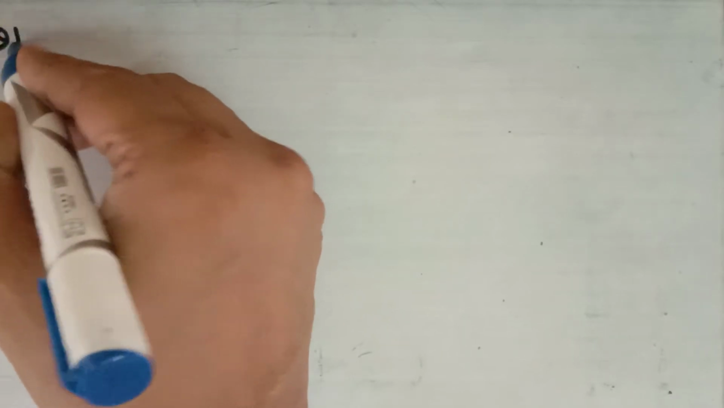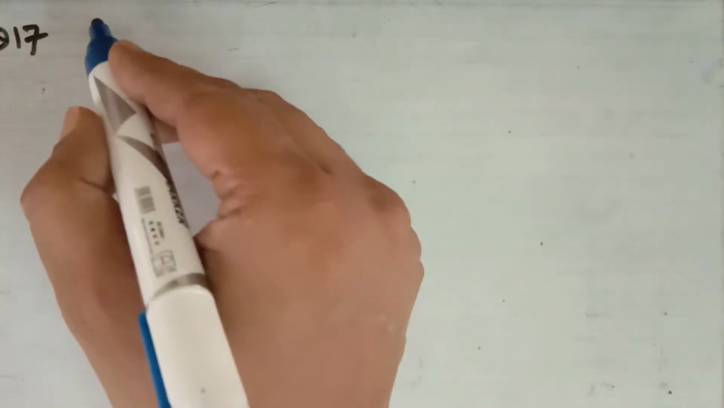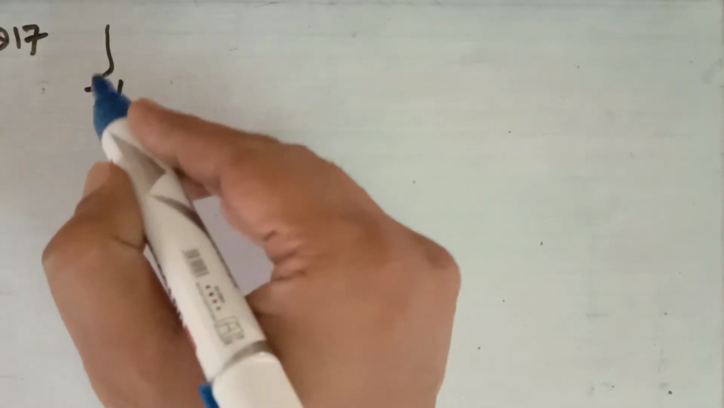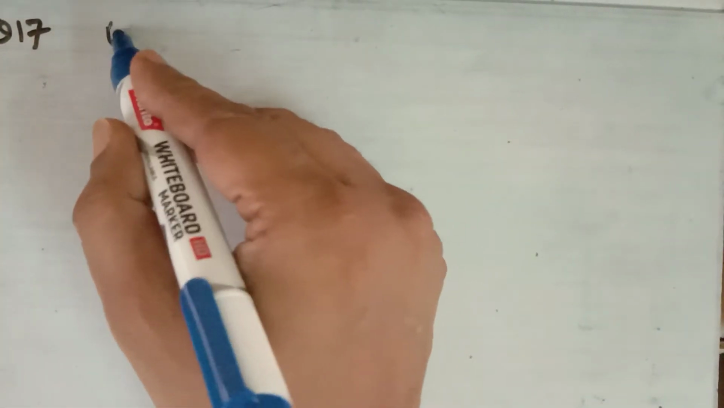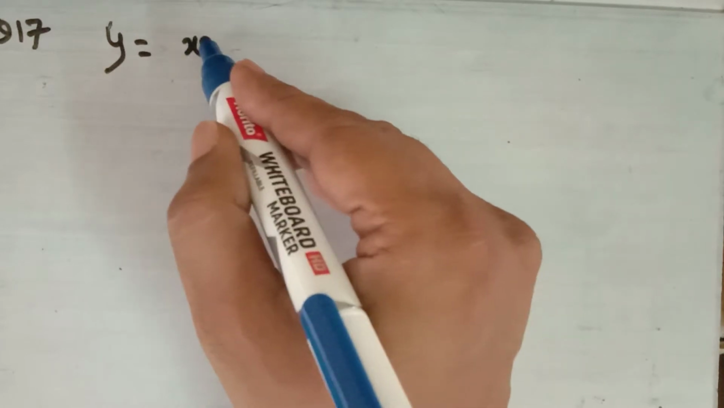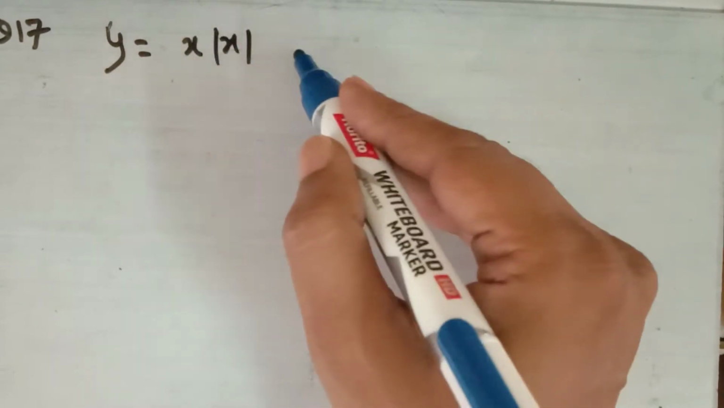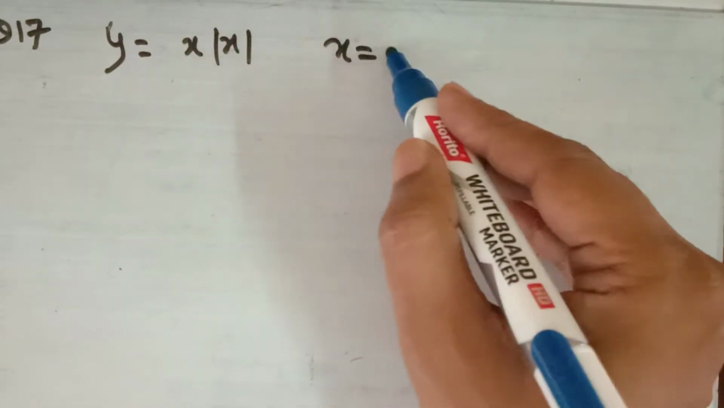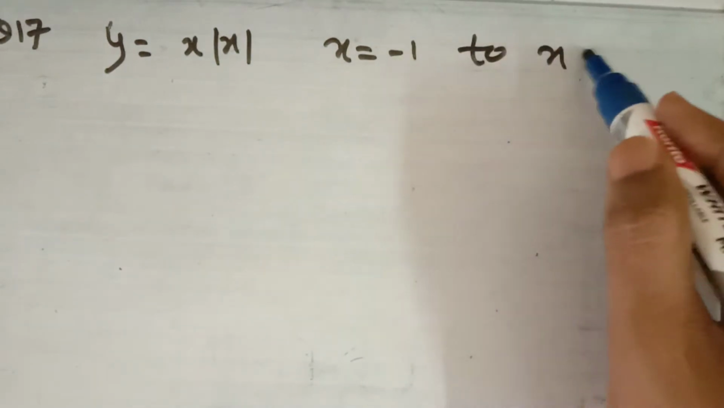Hello, this is lecture number 12 for the chapter Application of Integrals, and we are discussing the miscellaneous exercise. We have done up to question number 16. So in question number 17, you have to find the area bounded by the curve y = x|x| from the limit -1 to 1.